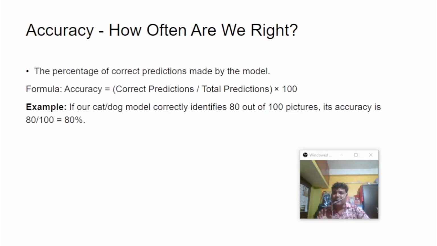And the next section is accuracy. How often are we right? Accuracy means the percentage of correct predictions made by the model. This is called accuracy.